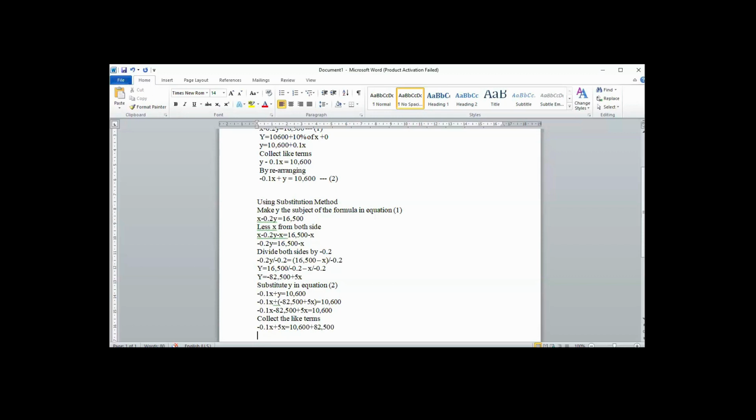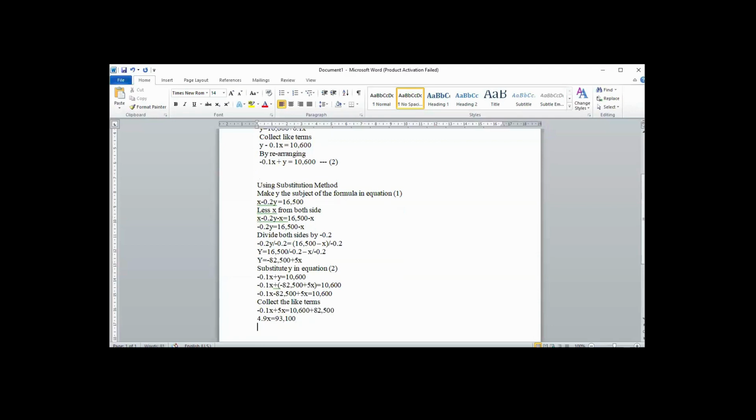That's 4.9. I'm looking for 4.9. That is 4.9x equals 10,600 plus 82,500. What we have here is 93,100. Then the next thing is to divide both sides.